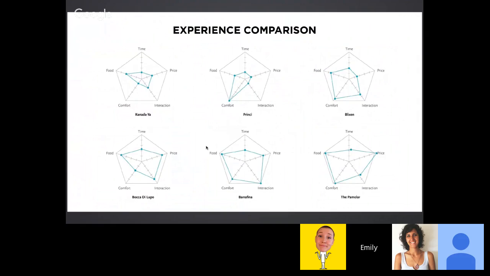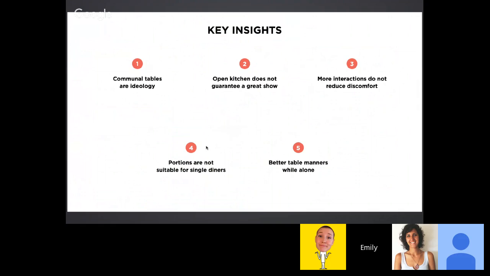The radar charts here also show individual factors that influence the experience. Based on my observation and casual conversation with in-store customers and staff, I've identified five crucial factors that would influence the solo dining experience: time, price, interaction, comfort level, and food quality. From my experiences, I have concluded five key insights, which I will go through one by one in more detail.